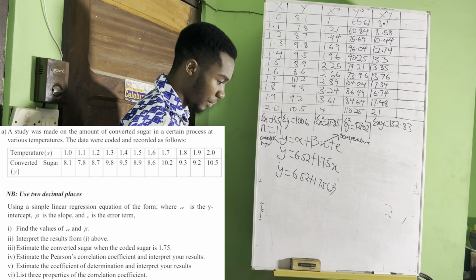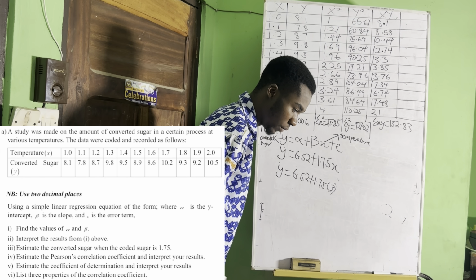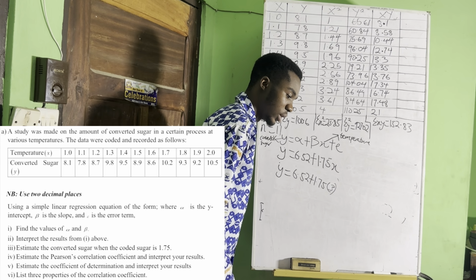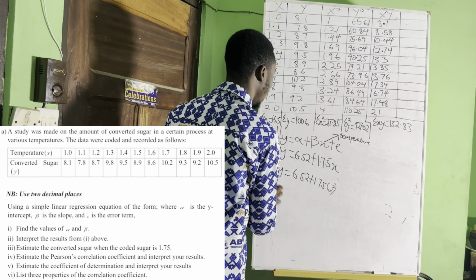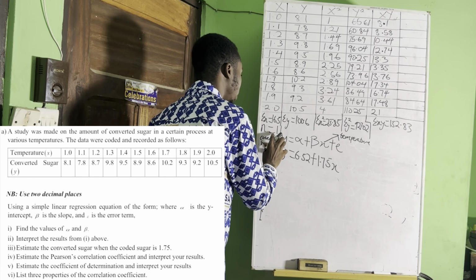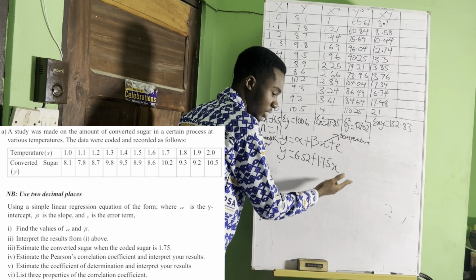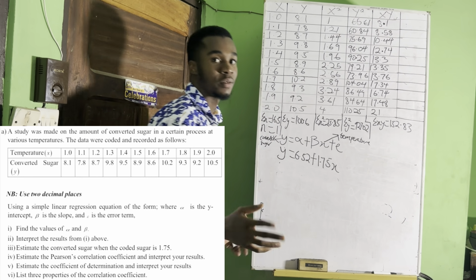Now let's go to III. The III says that we should estimate the converted sugar when the coded sugar is 1.75. They are saying that you should estimate the converted sugar, which is our y. So what is y when the coded sugar is 1.75? So when x is 1.75, that's what they are saying.